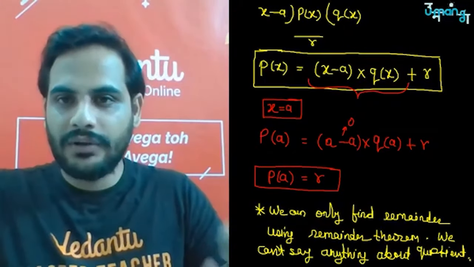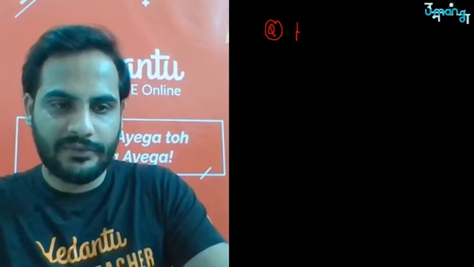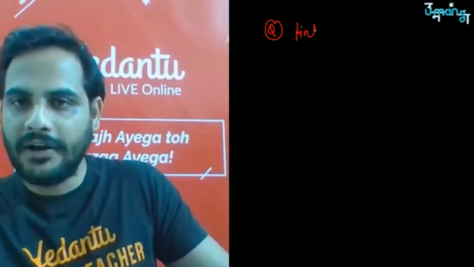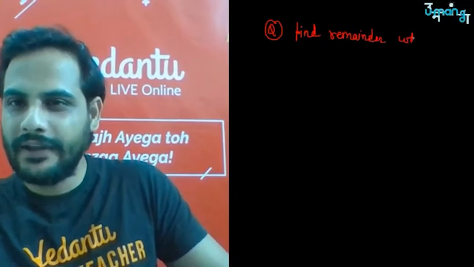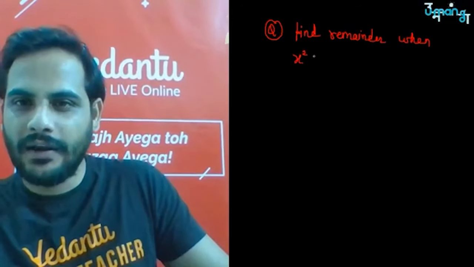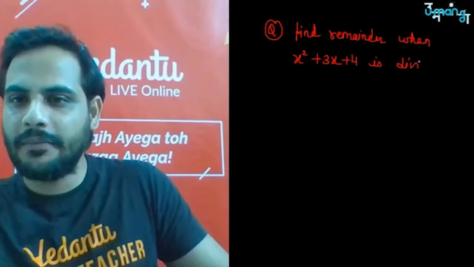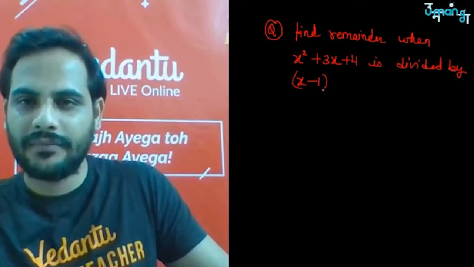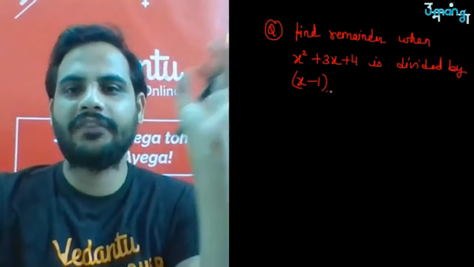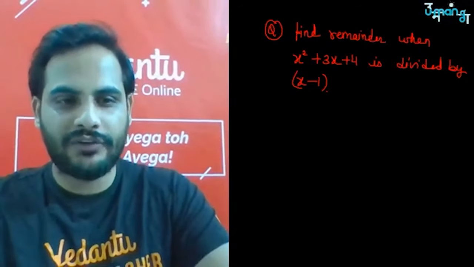Right? Now let's move ahead and understand how the question will be solved. So the question is, suppose, find the remainder when x square plus 3x plus 4 is divided by x minus 1. If you divide this x square plus 3x plus 4 by x minus 1, find out what your remainder will be.